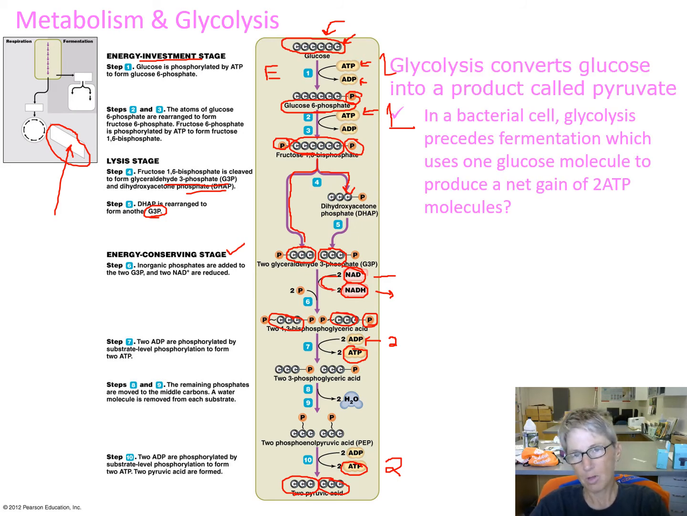So glycolysis converts glucose into a product called pyruvate or pyruvic acid. That's these 2 guys here. In a bacterial cell, which is what we're interested in microbiology, glycolysis, so over here on the table, glycolysis precedes fermentation, which uses 1 glucose molecule, so we talked about that, you start with 1 glucose molecule, to produce a net gain of 2 ATP molecules. Don't know why I have that question mark there. That shouldn't be there.